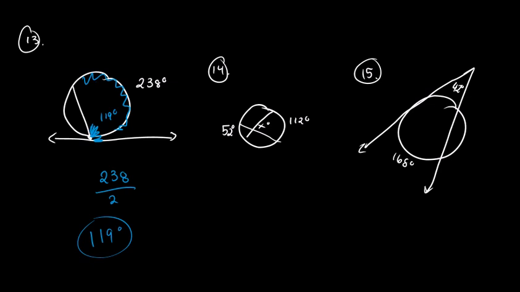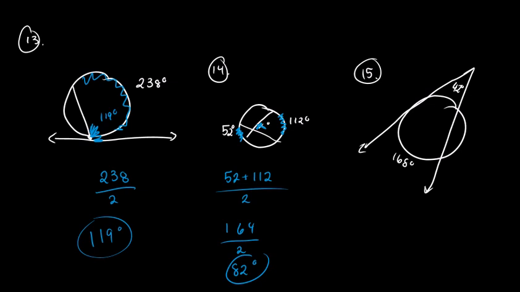For number 14, if I'm trying to find that interior angle right there, I need the two arcs that correspond to that, so 52. I add them together and I average it out, divided by 2, so that gives me 164 divided by 2, which is 82 degrees. Alright, and it does look less than 90, so that does make sense.